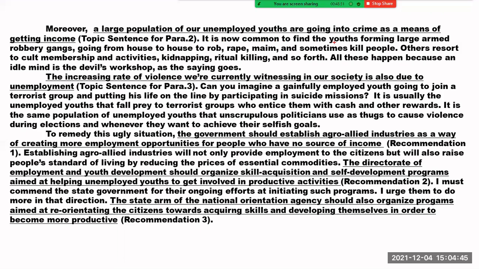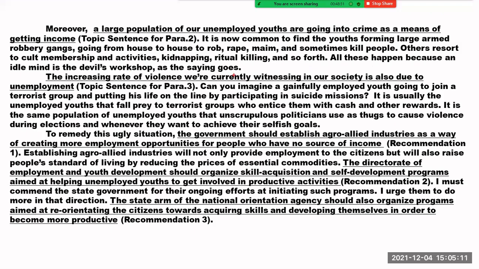It is now common to find the youth forming large armed robbery gangs, going from house to house to rob, rape, maim, and sometimes kill people. Others resort to cult membership and activities, kidnapping, ritual killing, and so forth. All this happens because an idle mind is the devil's workshop, as the saying goes.